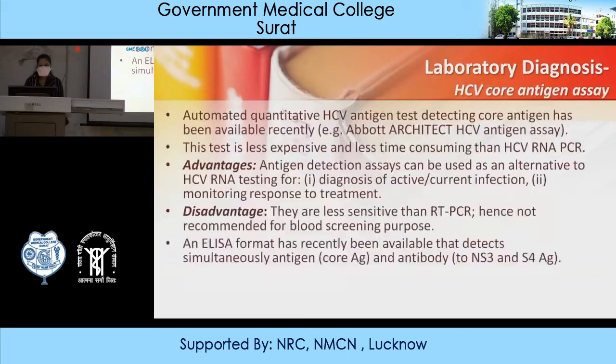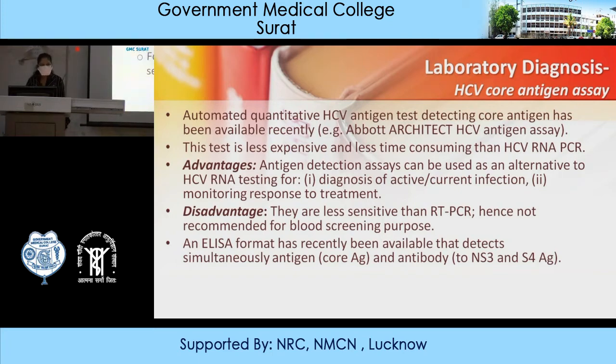Then coming to the HCV core antigen assay, an automated quantitative HCV antigen test detecting core antigens has been available recently. This test is less expensive and less time consuming than HCV RNA PCR. Advantages: the antigen detection assay can be used as an alternative to HCV RNA testing for diagnosis of active or current infection and monitoring response to treatment. Disadvantage: they are less sensitive than RT-PCR, hence not recommended for blood screening purposes. An ELISA format has recently become available that detects antigen and antibody simultaneously.